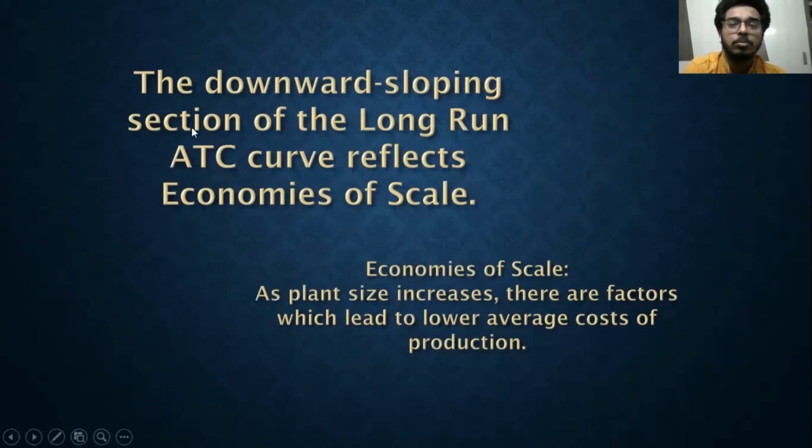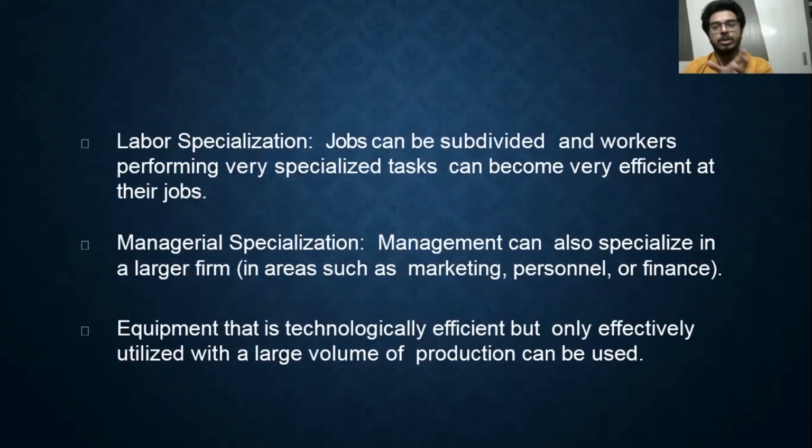Yes, now the downward sloping section of the long run average total cost curve reflects the economies of scale. Yes, the cost is going down while the plant size is increasing. The average total cost, not the total cost, is going down. So there are factors which lead to lower average cost of production. These factors are basically labor specialization. When you are increasing your production capacity, your output level, with labor specialization, jobs can be subdivided, and workers can efficiently produce their output based on their efficiency.